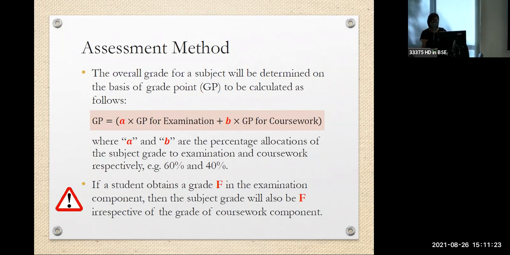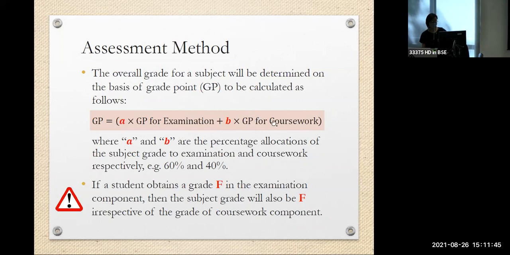So for all subjects, after performing all the assessment, you get a grade, right? So maybe you did it very well, you get an A. So the grade point will be 4. Okay, so maybe 4 for the examination, and then maybe for the coursework, you get a B. So 3 for the coursework.